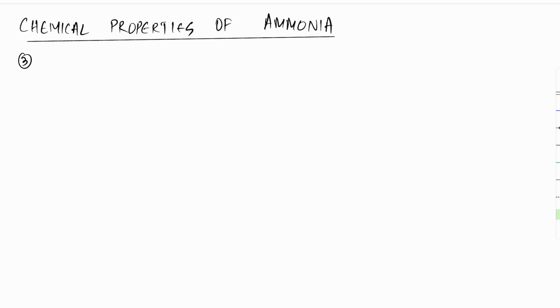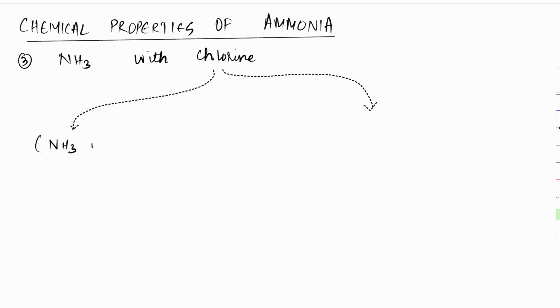The next property we will discuss is ammonia with chlorine. This reaction also shows the reducing power of ammonia. There are two cases in this. In the first case, when ammonia is in excess, and in the second, when chlorine is in excess. In the first case, if ammonia is in excess, there are two steps in the reaction.